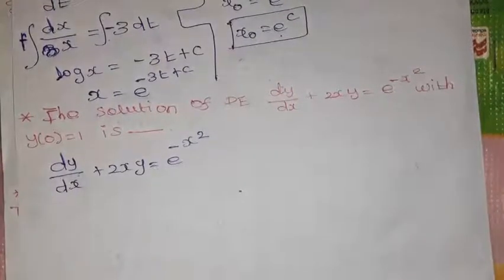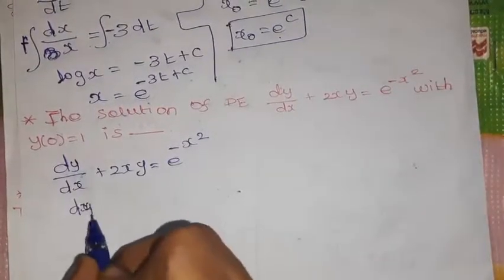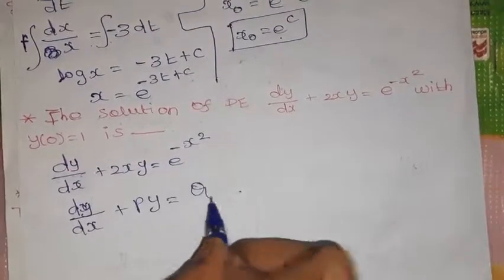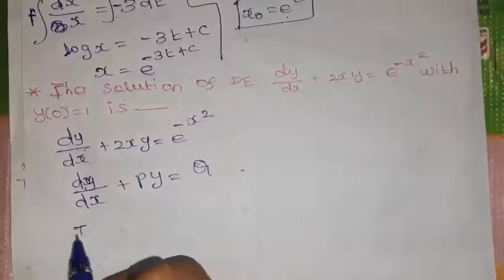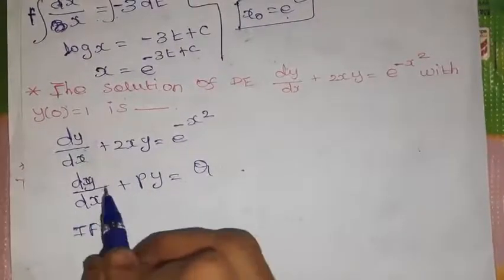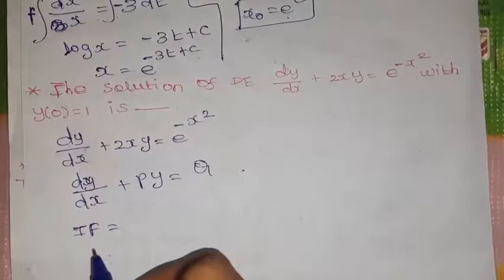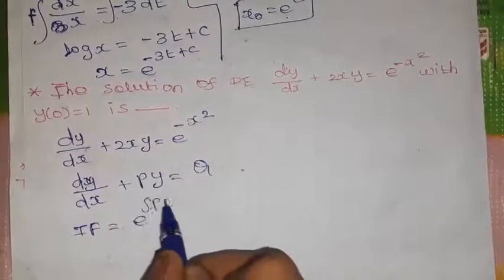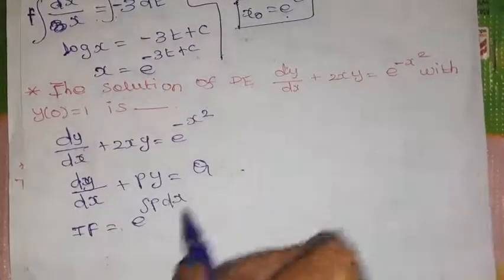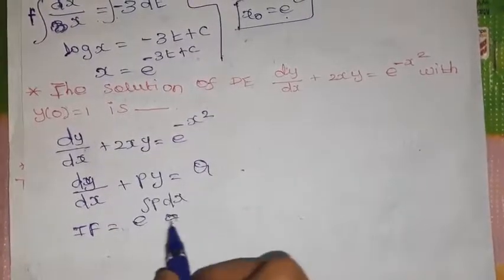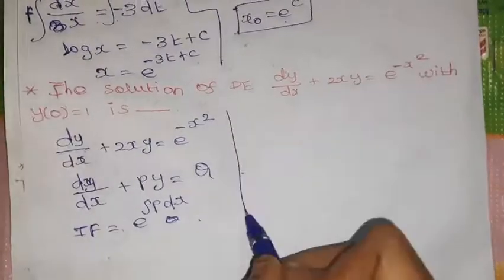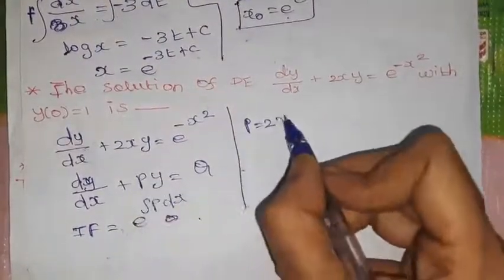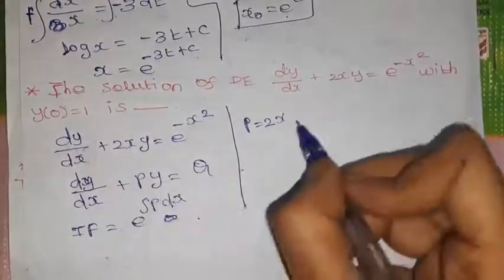It is in the form of the Leibniz linear equation, dy/dx + Py = Q. So what is the integrating factor? Before, we have solved many problems under this type, kindly watch those videos. The integrating factor is nothing but e^(∫P dx). So what are P and Q from this? By comparing, P = 2x.